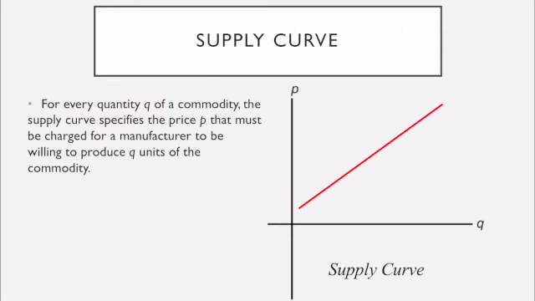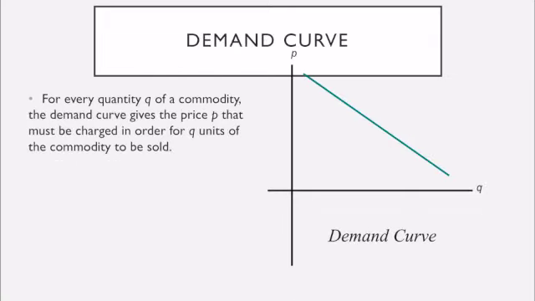For every quantity of a commodity, the supply curve specifies the price that must be charged for a manufacturer to be willing to produce so many units of the commodity. So this is kind of a supply curve. This is definitely a supply curve. The opposite of that is a demand curve. And that means that for every quantity, the demand curve gives the price that must be charged in order for Q units of a commodity to be sold.